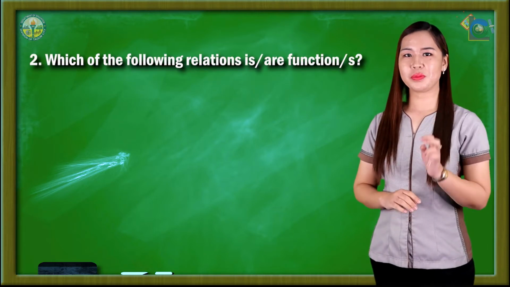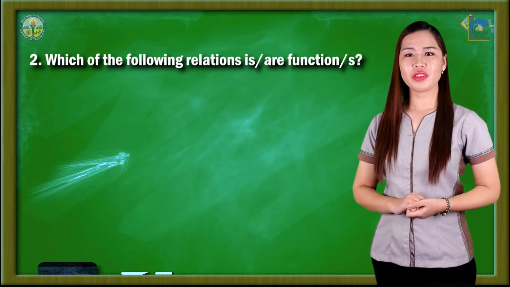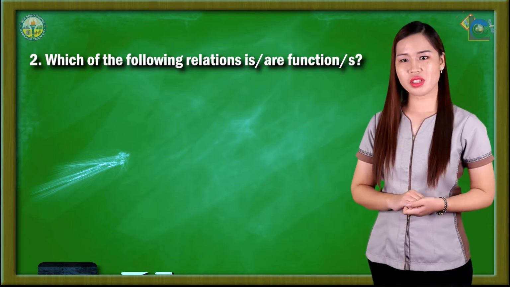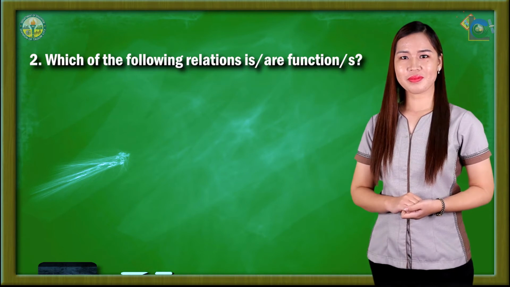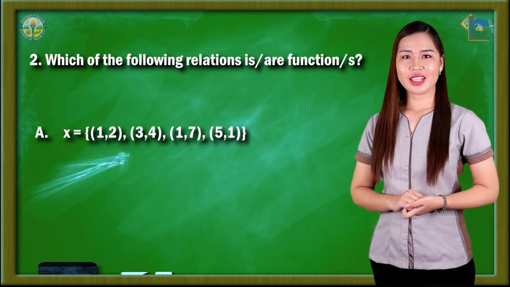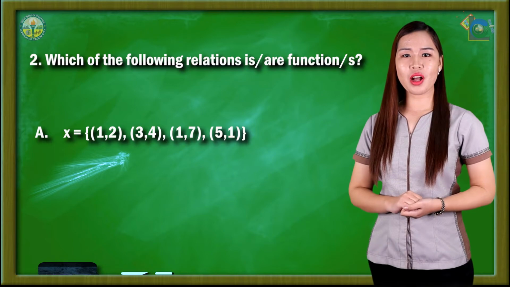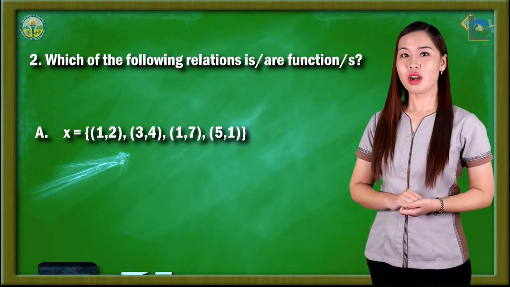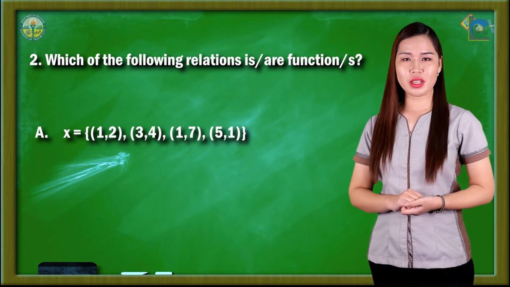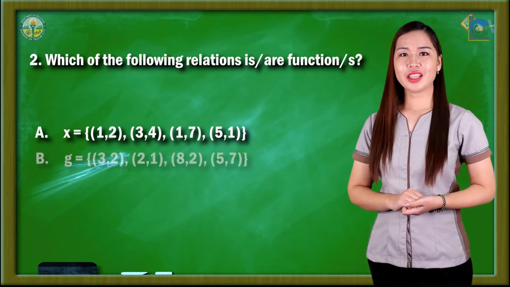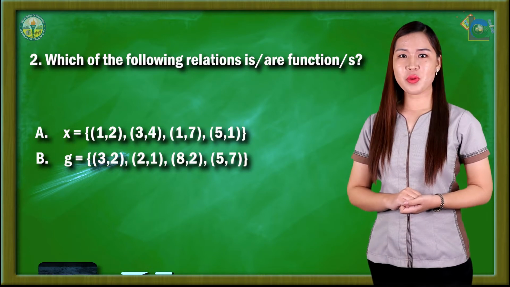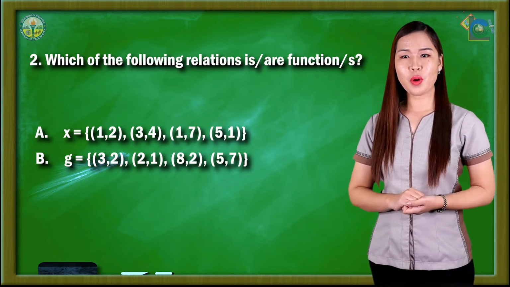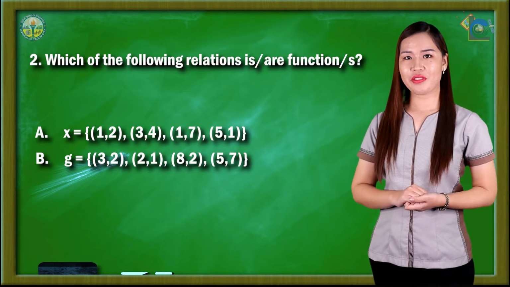Question number 2. Which of the following relations are functions? Letter A. Set X with the following ordered pairs (1, 2), (3, 4), (1, 7), and (5, 1). Letter B. Set G with the following ordered pairs (3, 2), (2, 1), (8, 2), and (5, 7).